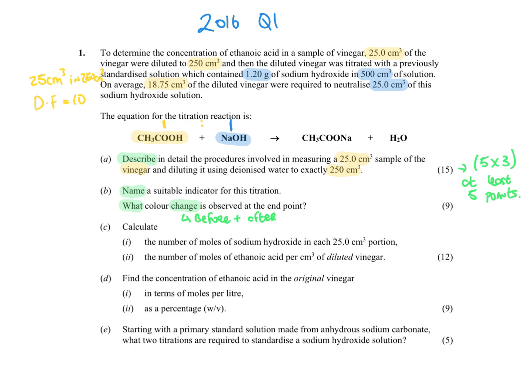We can see that that's worth 9 marks, so that would tell me that the indicator would be worth 3, naming it, and the colour change would be worth 6 because you have to give 2 colours.